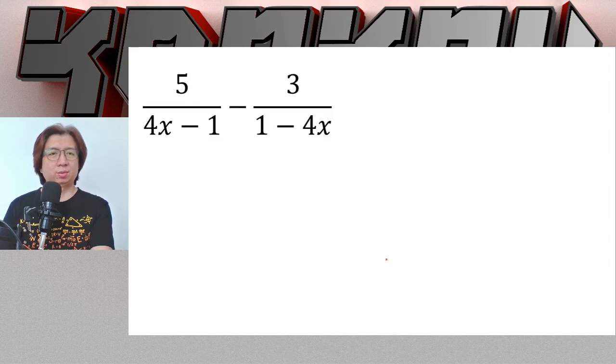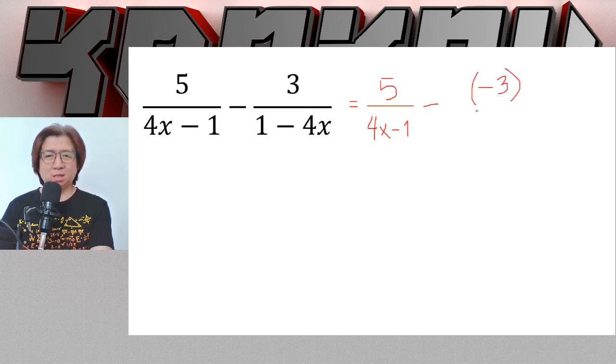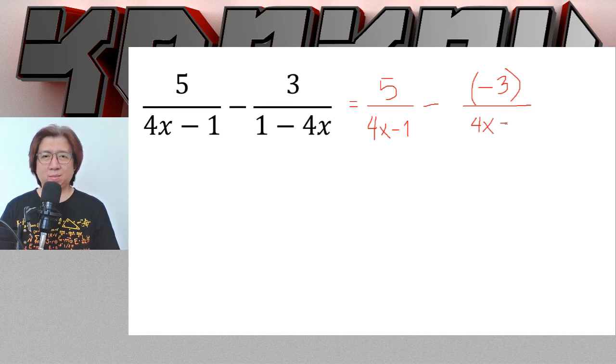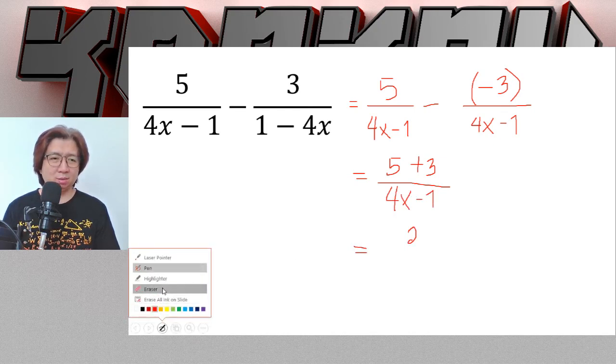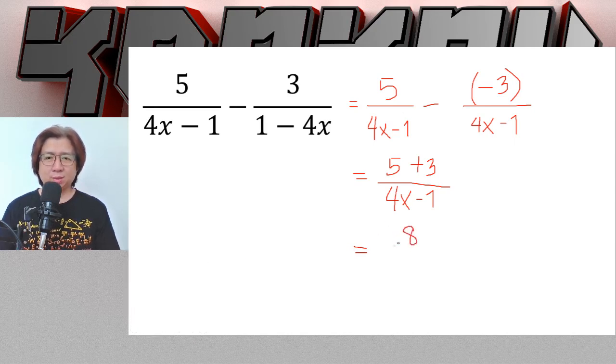All right, next one. Okay, so we have 5 over 4x minus 1 minus, using the shortcut method, I just make it negative 3 and then copy the first denominator, 4x minus 1. That's the technique. So 5, negative times negative is positive, plus 3 all over 4x minus 1. 5 plus 3 is 8 all over 4x minus 1.